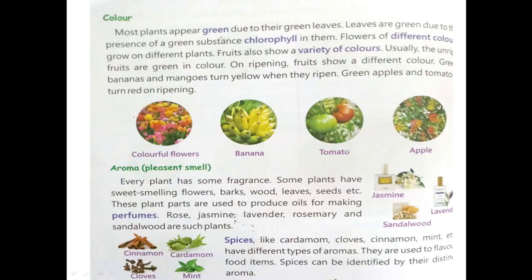Let us learn about the color of plants. Most plants look green due to the green leaves. And why are their leaves green? Because of the availability of a green pigment that is known as chlorophyll. Chlorophyll is a green pigment. That green pigment gives plants their color, meaning the leaves their color, that is green. The flowers of plants have different colors, and they grow on different plants.